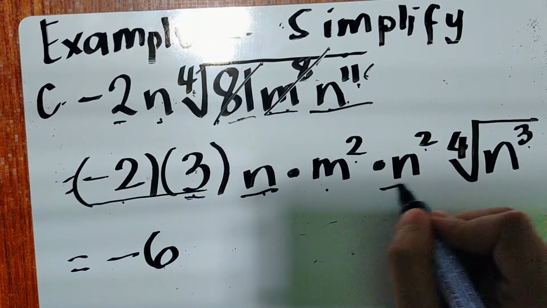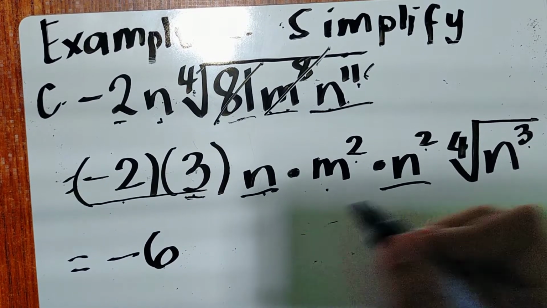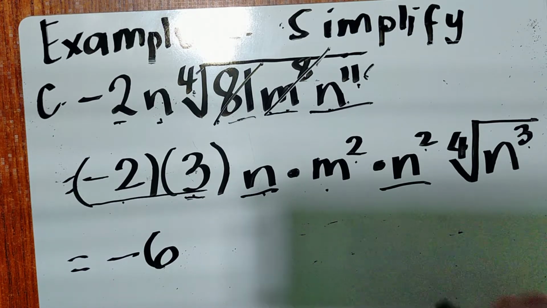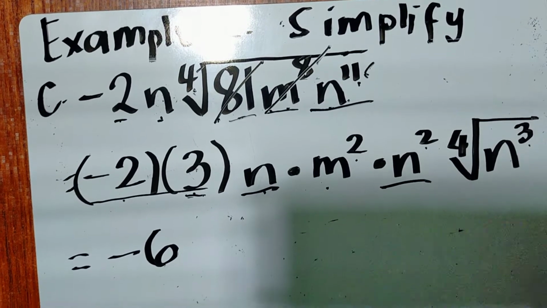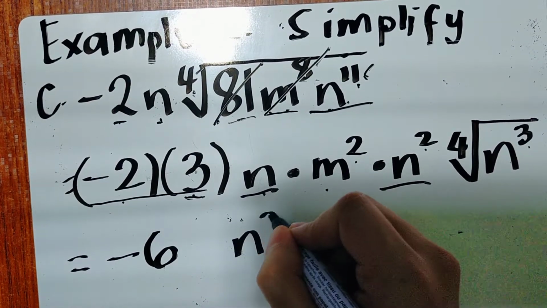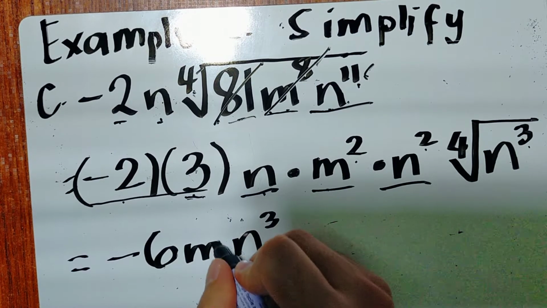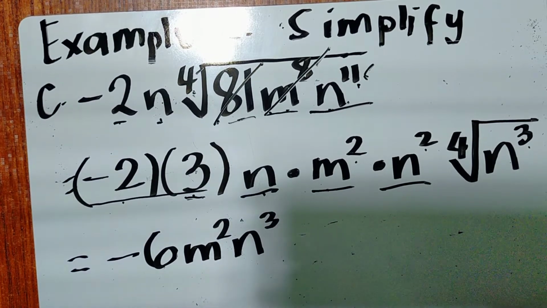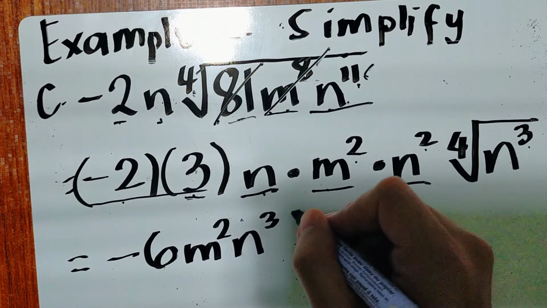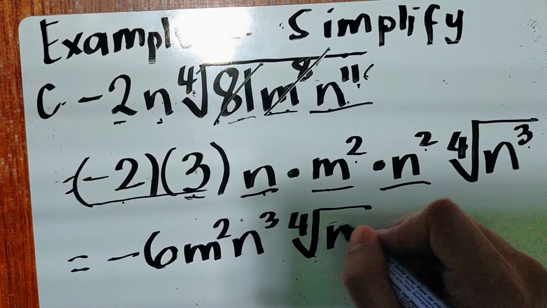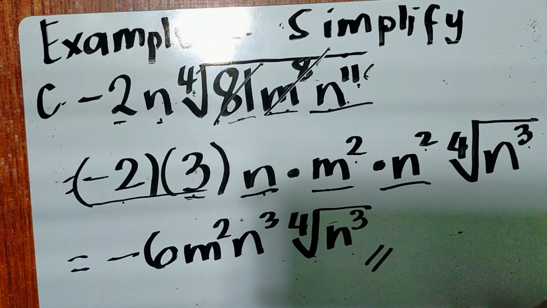Then ito, since magkaparehas sila na variable, we have to apply the product rule. So, this will become n cube. Okay? N cube. And, kopyahin na lang natin yung m. Tandaan, mauuna yung nasa unahan ng alphabet bago yung kasunod. So, alphabetical order tayo, mauuna yung 6, yung m, bago yung n. Okay? Then, kopyahin natin tong fourth root of n cube. And that is the final answer.